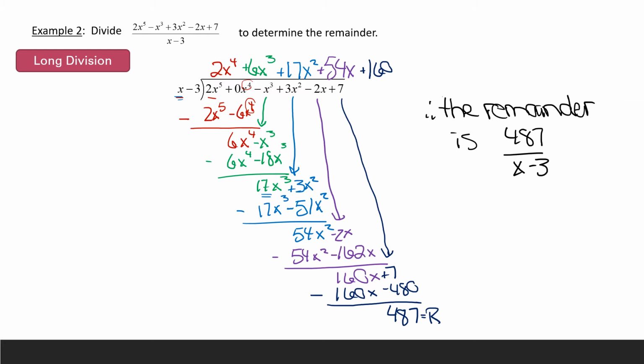If you did that question on your own, I hope you got the same answer I did, but if not, just go through the steps. You probably made a mistake with, you didn't multiply something, or you forgot to subtract fully. That's kind of a common mistake there.